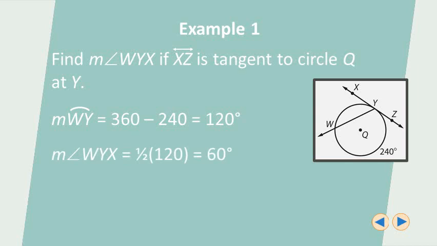It has to be half the value. Again, it's a kind of inscribed angle, so it's half the value of the arc. So what about angle WYZ? Well, you could do it two ways. You could say it's half the value of the arc, or you could say it's a linear pair with angle WYX, so it's got to be supplementary to it. So it has to be 120 degrees. So there's a couple different ways you could find angle WYZ.